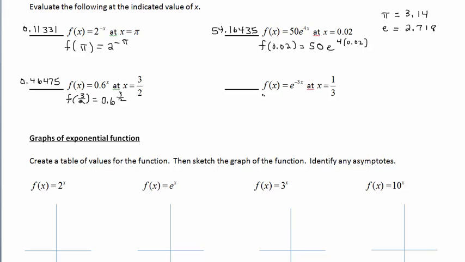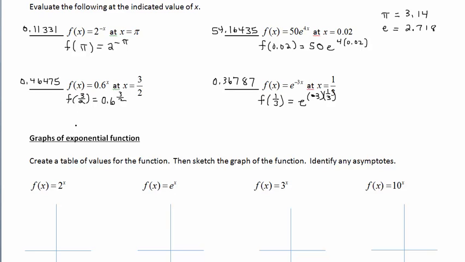Let's evaluate this function at positive 1/3. Everywhere you see x, replace it with 1/3. Well, this is as easy as typing in e raised to the negative 1 power. This is the result rounded to 5 decimal places. So on your homework, when you're asked to evaluate an exponential function at a given x, go ahead and make this recording showing what you're going to be doing in the calculator.